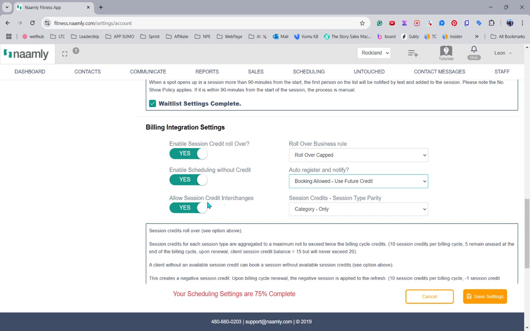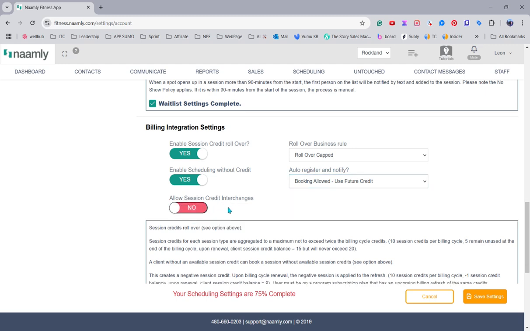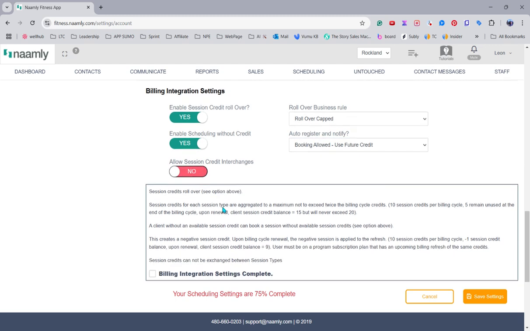And then lastly, session credit interchange. So a couple of settings. One is there's no interchange, which basically means if they have a credit for personal training, it's only good for personal training. If they have a credit for boot camp, it's only available for boot camp. If they have a session credit for yoga, which may be in the same category as boot camp, it's still only available for yoga. So this is going to be the most restrictive.